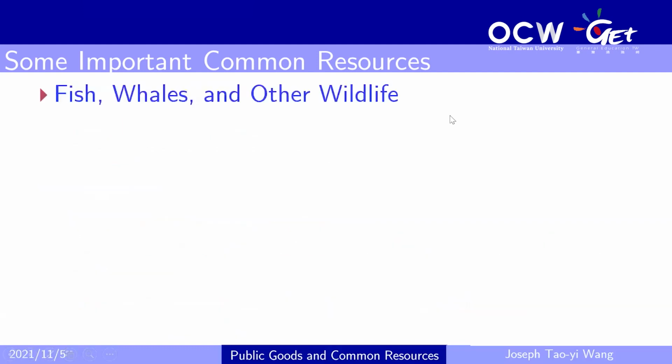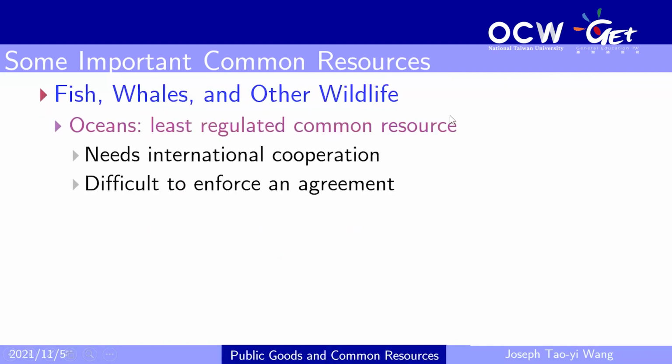All right, wildlife like fish and whales are also common resources because it's very hard to prevent people from hunting them. It used to be that there were a lot of deer in Taiwan 100 years ago, but now they're all gone. So overfishing and overconsumption of wildlife is a problem. And the oceans are the least regulated common resource. Yeah, there's no law there.